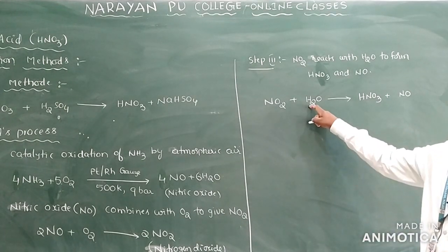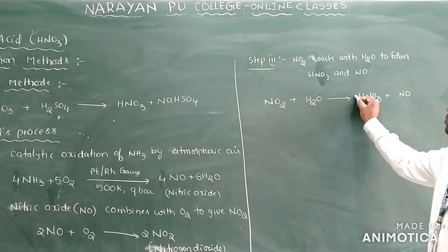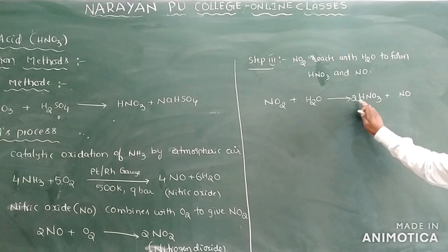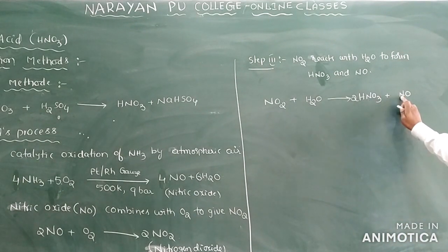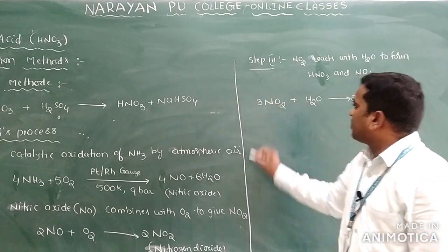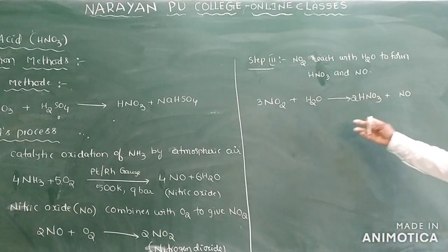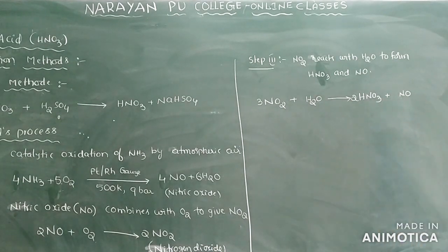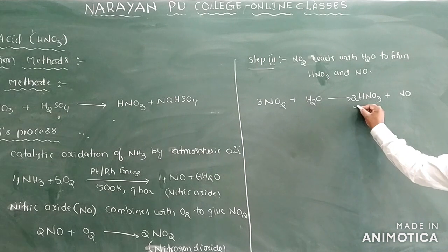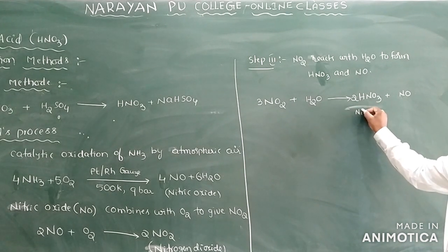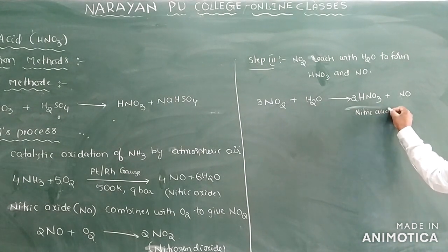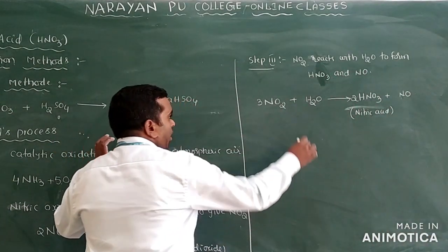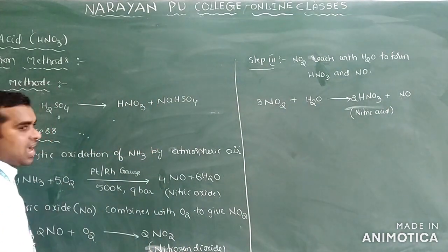So balance this equation. Here how many hydrogens are there? 2. But here how many are there? 1. So multiply this one with 2. If I multiply this one with 2, then nitrogens, you see how many nitrogens are there? 2 plus 1, 3. So that's why I have to multiply this one with 3. Clear? So oxygens, how many are there? 3 into 2, 6, plus 1, 7. 3 into 2, 6, plus 1, 7. It is balanced. Clear? So finally what are we preparing? We are preparing nitric acid. Clear? So this we will call the preparation of HNO3 by using the Ostwald process.